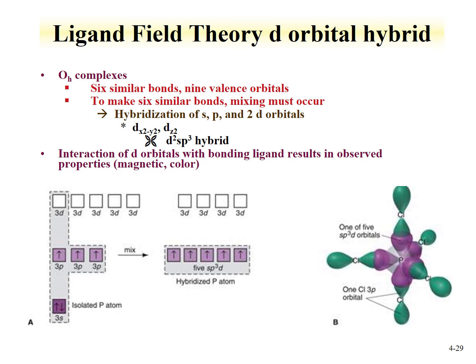All these bonds need to be at least the same energies, the same distances. So we know that we need to mix our orbitals together. So we come up with a hybridized orbital. In this case, we have 5 sp3d orbitals, which are all the same, so that this complex will have similar phosphorus-chlorine bonds.